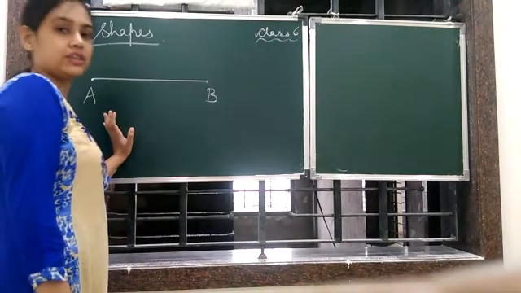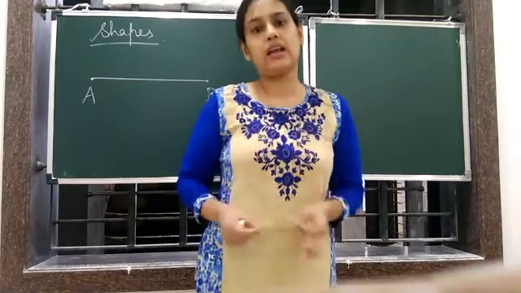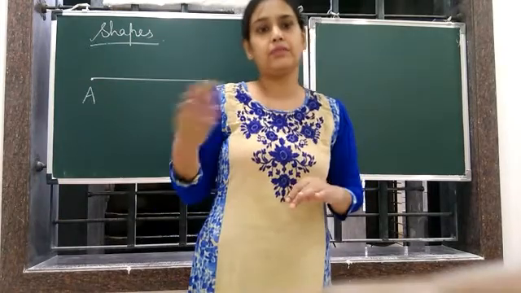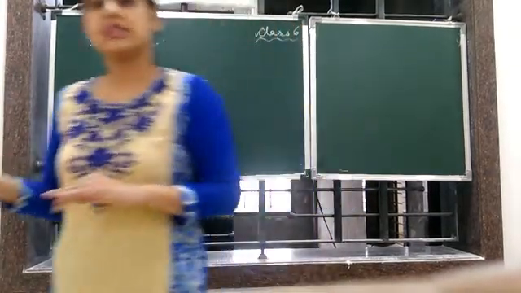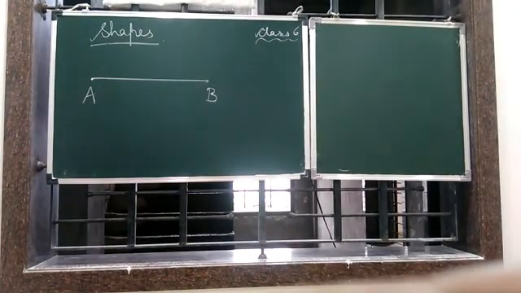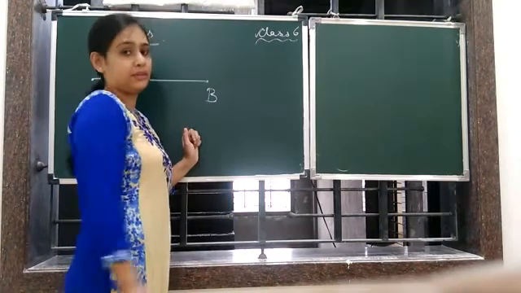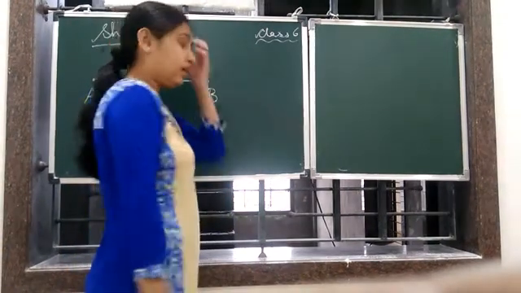A line segment can be measured in millimeters and centimeters because our ruler has one side millimeter and one side centimeter, or inch. Some have millimeters also, children. So it depends on the requirement, which kind of ruler you are having.